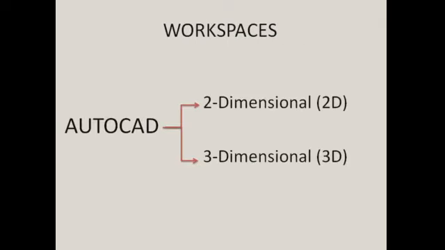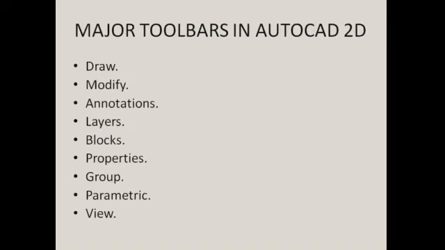Now we will see what are the workspaces in AutoCAD. In AutoCAD we have 2D and 3-dimensional workspaces. 2D is for 2D layout, 3D is for 3D representation.